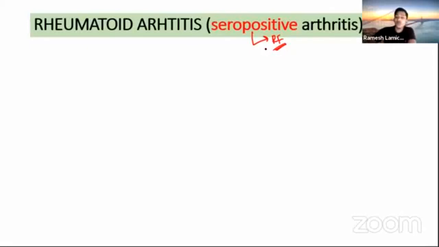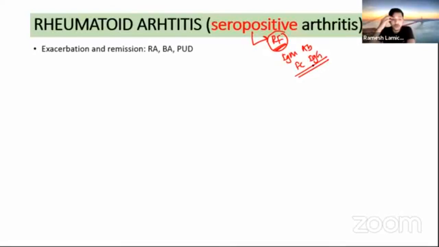So what is rheumatoid factor? Rheumatoid factor is the IgM antibody against the Fc portion of the IgG. Remember, rheumatoid factor is the IgM antibody against the Fc portion of the IgG antibody. So whenever the rheumatoid factor is positive, we call it seropositive arthritis.